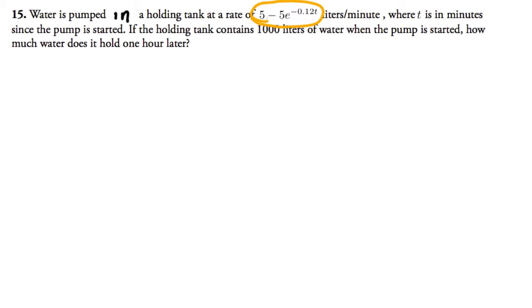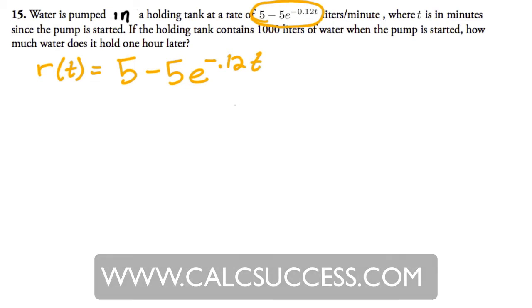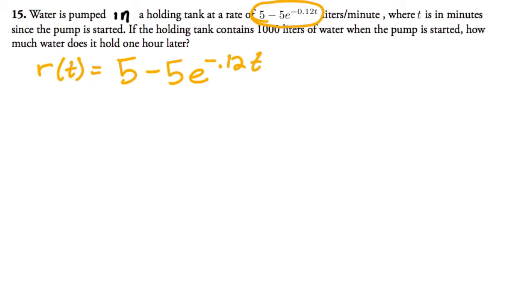Now, this one is the rate at which the water is being pumped in. So I'm going to call that R of t, which is 5 minus 5e to the negative 0.12t. There are a couple of ways you can approach this, but since we've been doing integrals, we're going to do it that way.